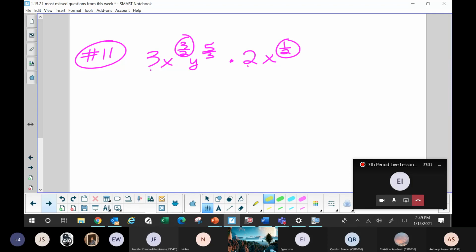3 times 2 is 6. x to the 3/2 times x to the 1/2. You're adding those fractions. 3/2 plus 1/2 is 4/2. And then we have y to the 5/3. Okay. So then just reduce that. What's 4 divided by 2? 2. Yep. And that's your answer.